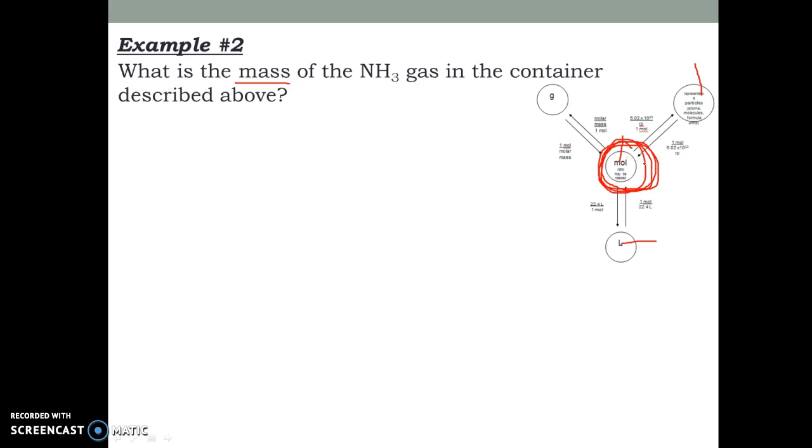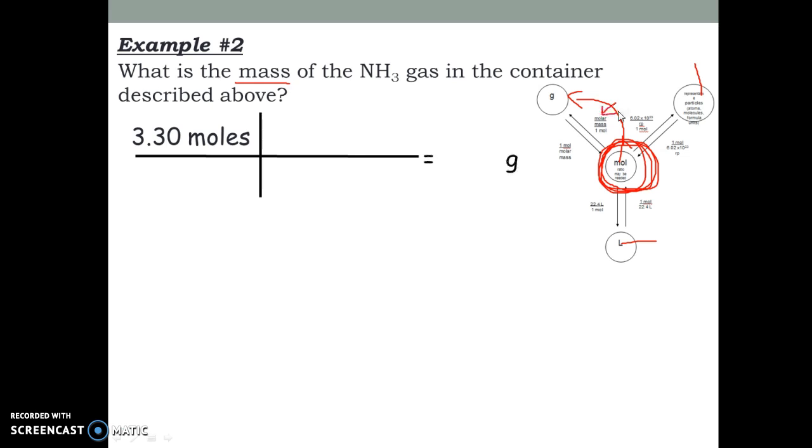So I'm going to take my moles from my answer from part 1 of example 2, and I'm going to turn that moles to grams. So I'm going to start with my answer, which was 3.3 moles, and I'm going to go to grams with the molar mass again going on top. The molar mass of ammonia being 17.04. I take 3.3 times 17.04, and I get 56.2 grams.